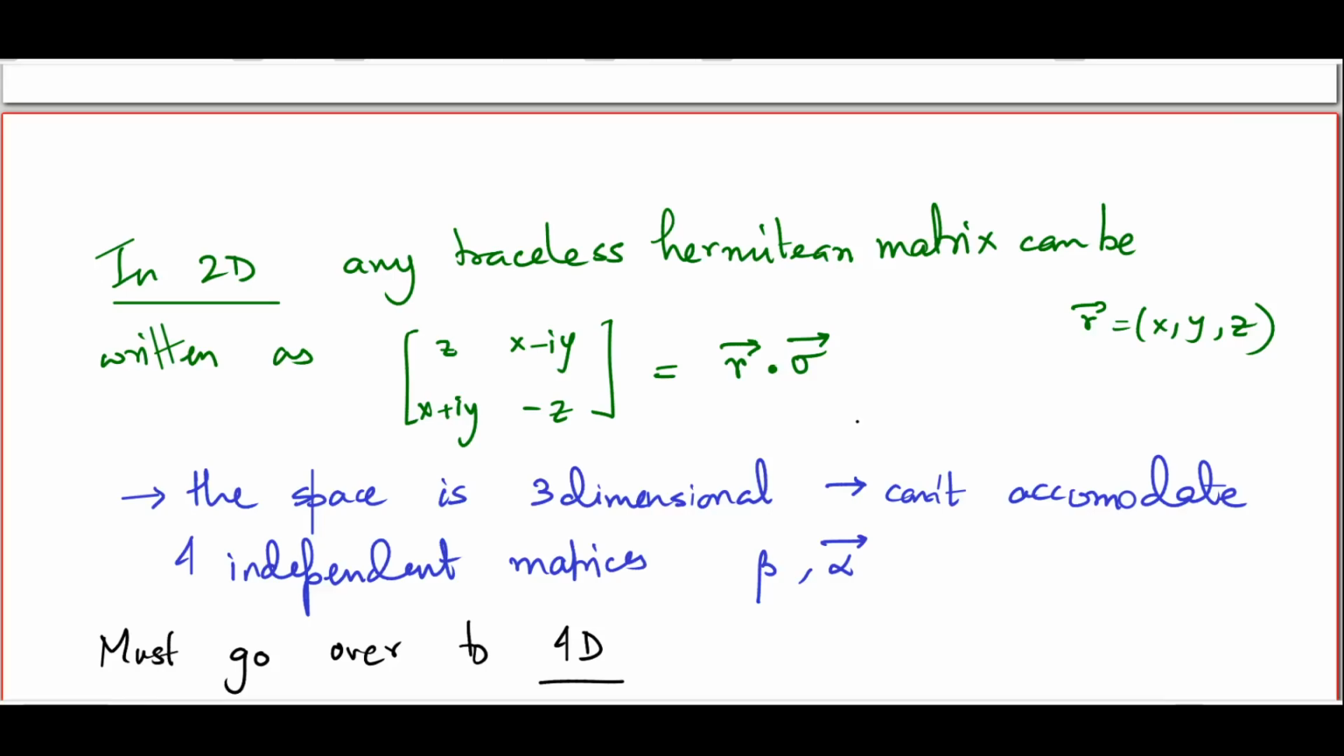That of course is troublesome for us. We cannot accommodate four independent matrices that we want. Remember, we want beta, alpha 1, alpha 2 and alpha 3, and four linearly independent matrices cannot exist in a three-dimensional space. So, two dimensions don't work. We must go over to 4D.